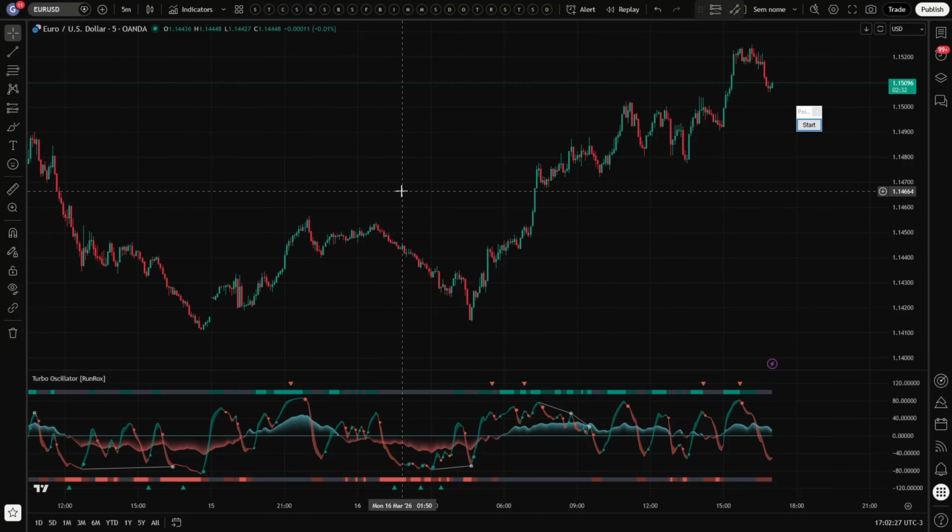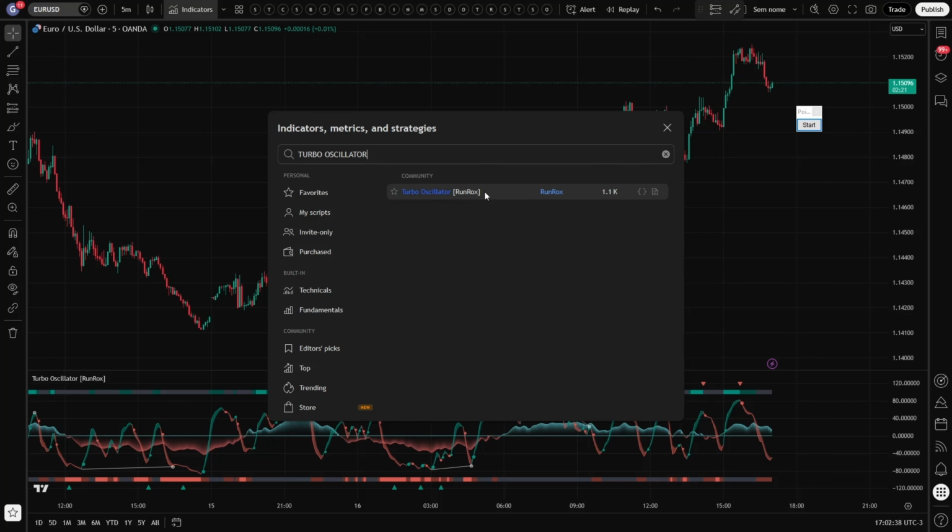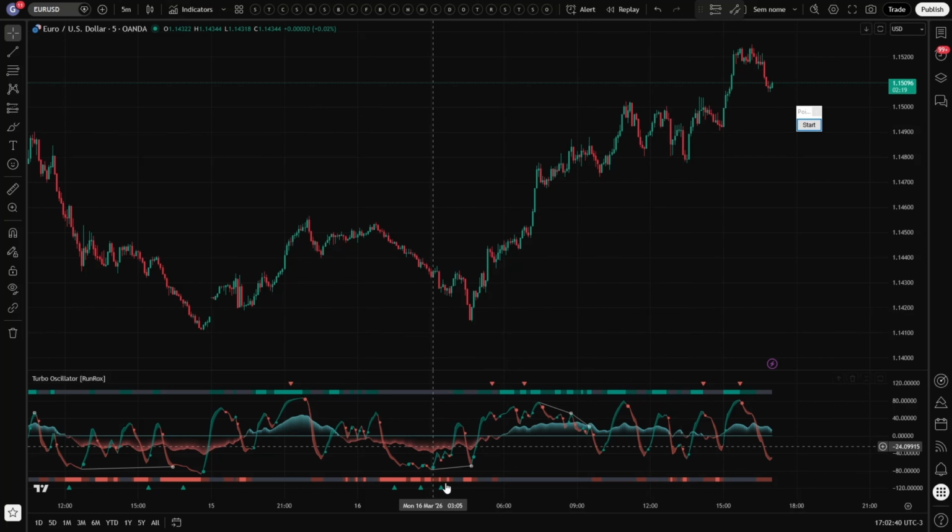Another thing we're going to do is, of course, add the indicator. We'll go to indicators here, and then we're going to search for the turbo oscillator. It's this option right here created by Ranrox. Just click on it and it will appear on your chart exactly as it appears on mine.